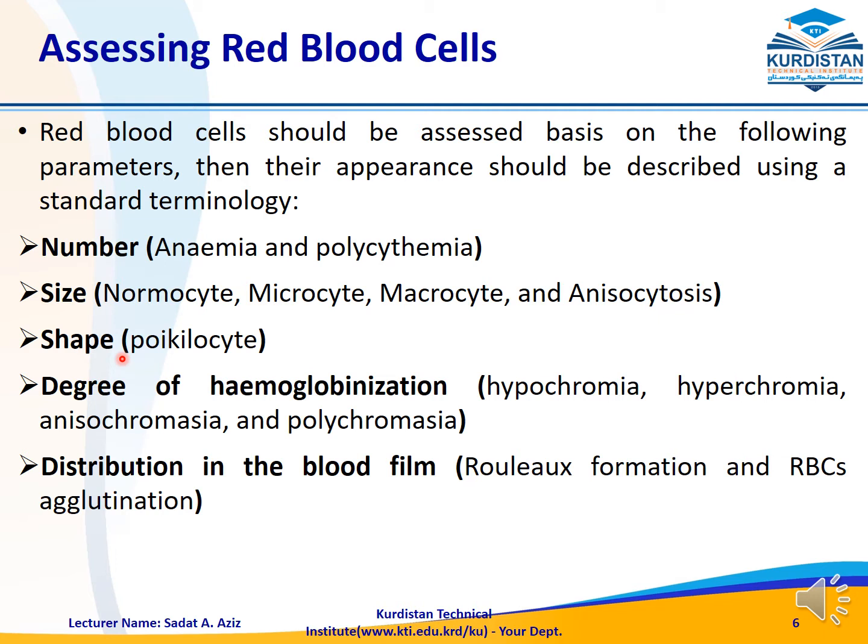Also, we have another feature, the shape of the cells. We can use a term which is called poikilocytosis. This term is used to define a variation in the shape of the cells.